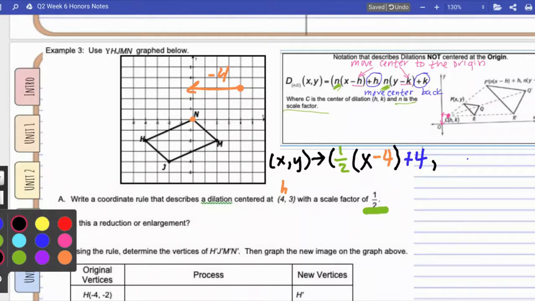I would pause the video now, try to do your y's, and then come back and see if you got it right. To do the y value, it says n, which is our scale factor, times whatever the point is moved back to the origin, which in this case we know the k is going to be 3, and we're going to go down 3, so that's going to be a minus 3 in parentheses. Then we have to move it back when we're done, so we're going to add 3 at the end. So here's your rule in coordinate notation. This thing is going to be a reduction because the scale factor is half.